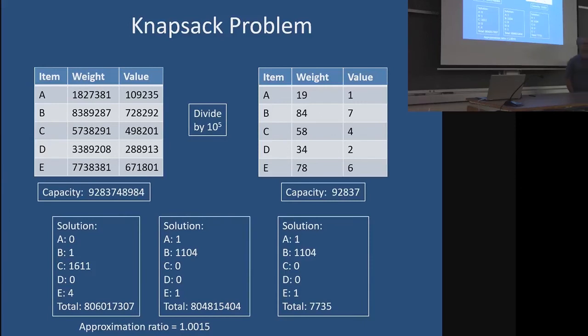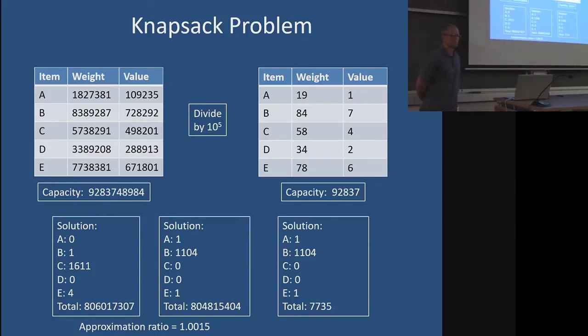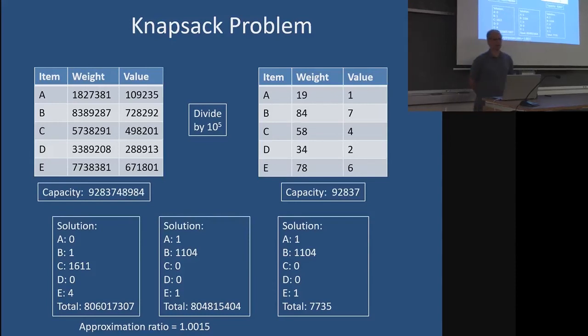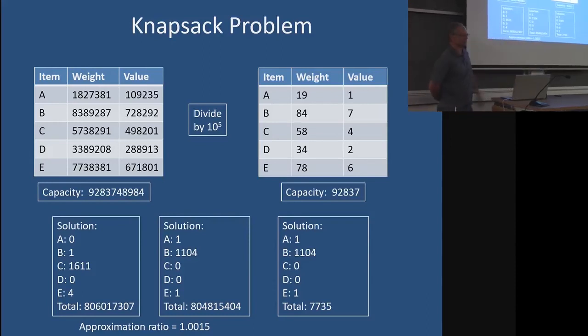Well, let's see. In the original version, we have a table with about 10 billion entries. This new table has 10 to the fifth fewer entries, so it's 10 to the fifth faster. No, 100,000 times faster. 10 to the fifth is 100,000. So it's 100,000 times faster.